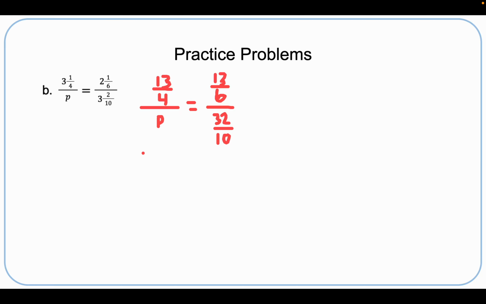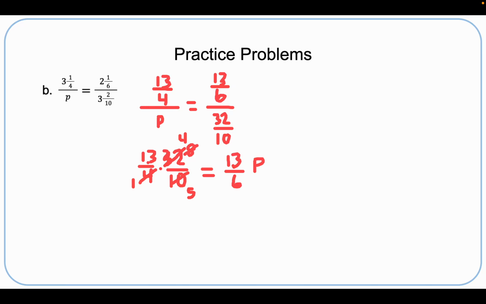Then we can cross multiply. So we'll have 13 over 4 times 32 over 10 equals 13 over 6 times p. Okay, and we can do some cancellation right there with the 4 and the 32. And then we can cancel between the 8 and the 10. We can factor out a 2. So that's actually 4 there, and this will be 5.